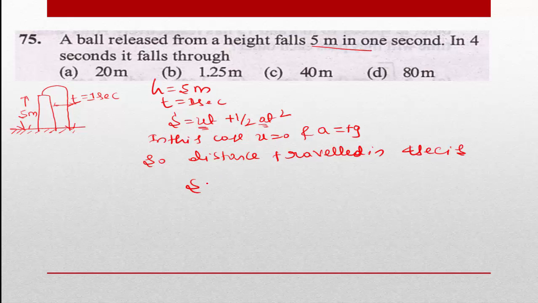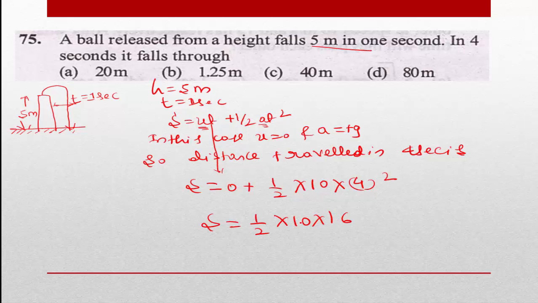s equal to u equal to 0, so this term becomes 0 plus 1 by 2 into a equal to g, that is 10, into t square, 4 whole square. 4 into 4 is 16. s equal to 1 by 2 into 10 into 16. 16 into 10 is 160. 160 into 1 by 2 is 80. Option D is the right answer.